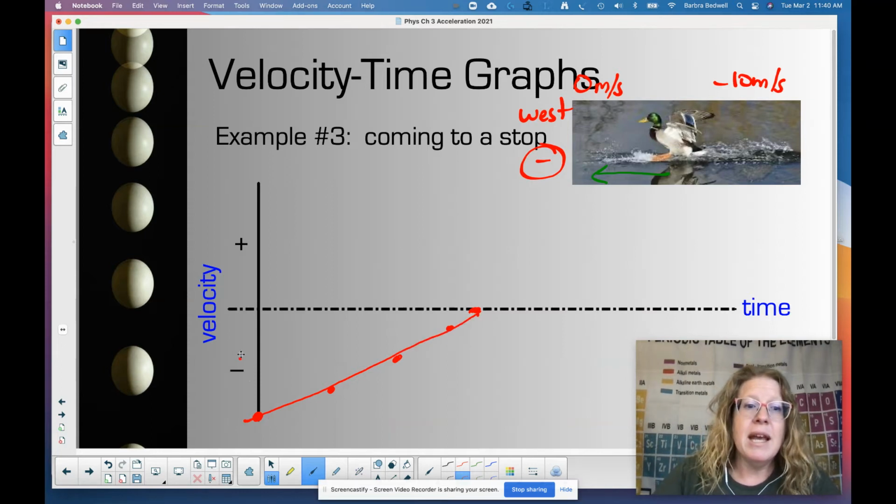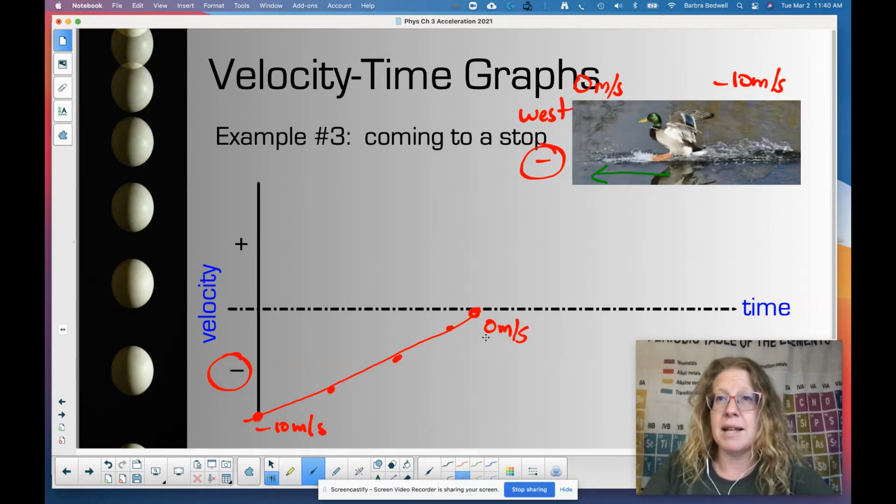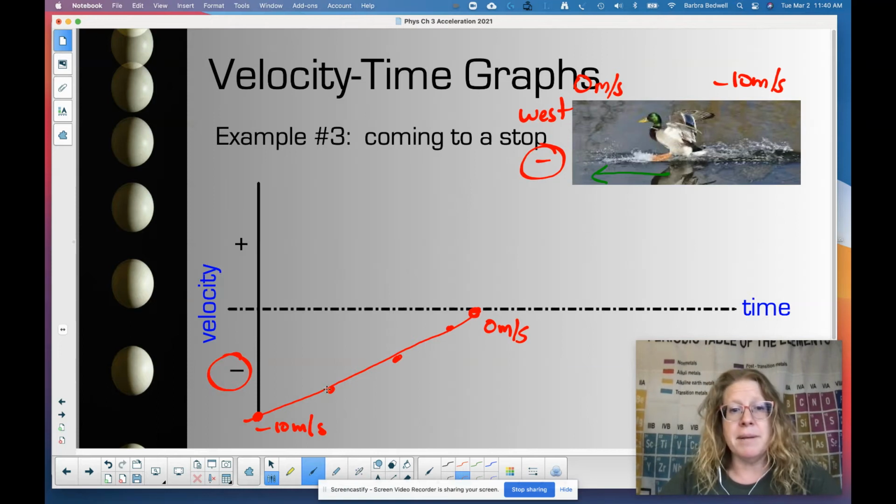And that would mean he's starting with a negative velocity, negative 10 meters per second. He's going west as opposed to east, if I call west the negative direction. He's going 10, 7, 5, 2, and then here he's going 0 meters per second. He has stopped when he's at that 0 line. That's what that means.